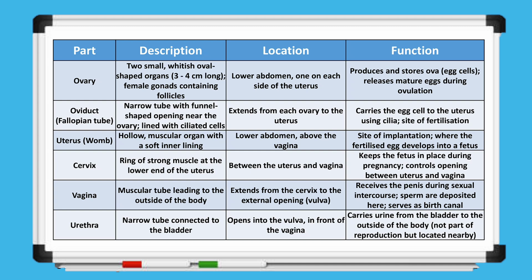The uterus, commonly called the womb, is a hollow muscular organ with a soft inner lining. It is located in the lower abdomen above the vagina. The uterus provides the place where a fertilized egg implants into the lining and develops into a fetus during pregnancy. Its muscular walls can stretch to accommodate the growing baby.